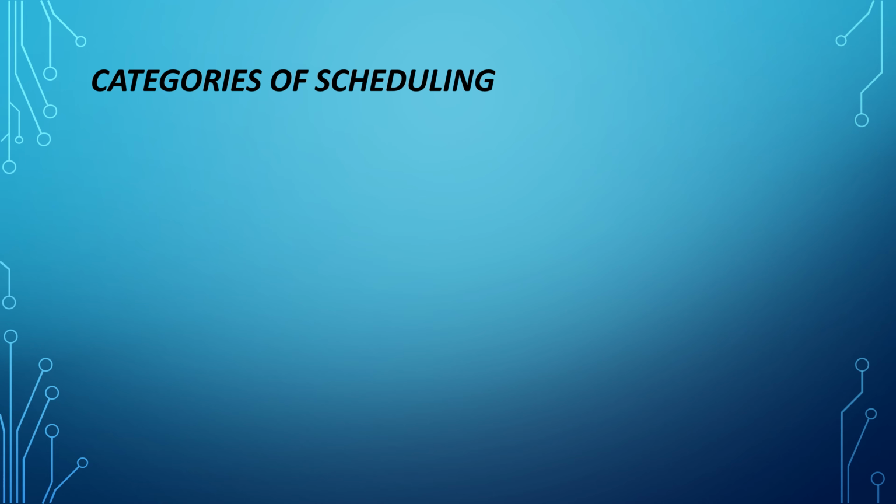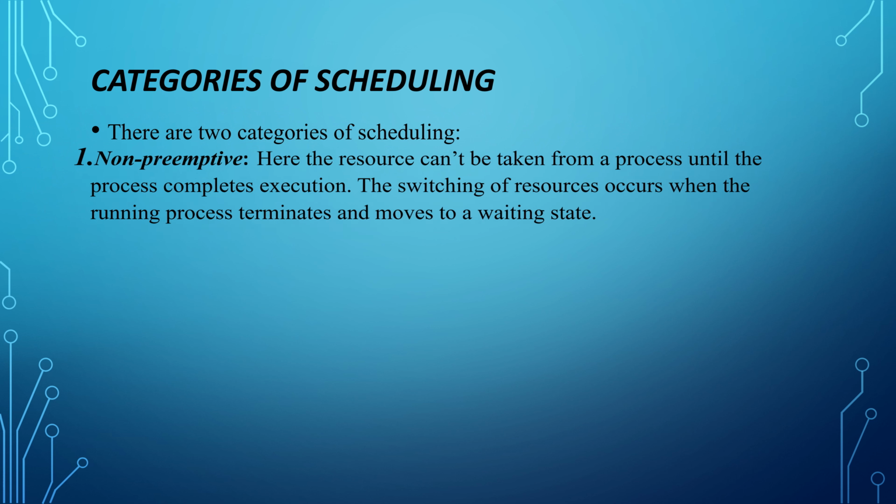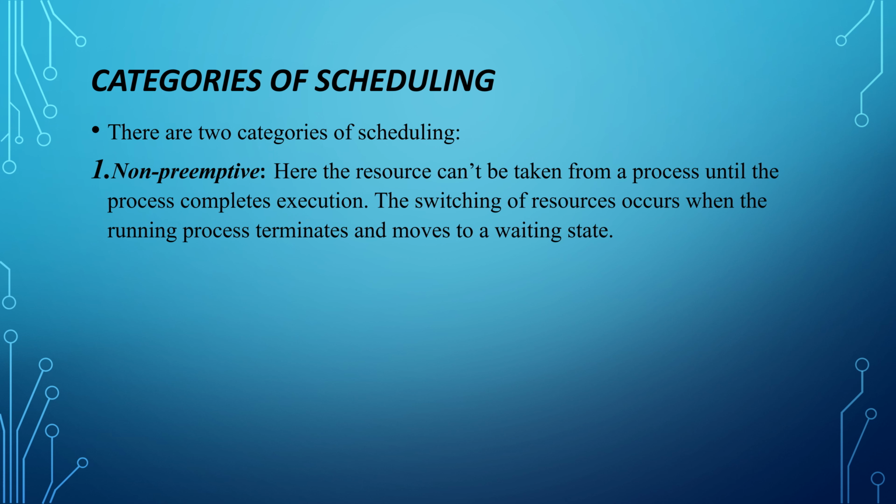Now let us see the categories of scheduling. Mostly there are two categories of scheduling. The first one is non-preemptive type of scheduling. In this non-preemptive type, the resources can't be taken from a process until the process completes execution. The switching of resources occurs when the running process terminates or moves to the waiting state.